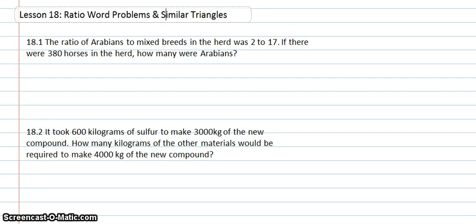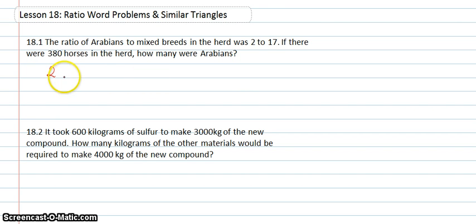In lesson 18, we're looking at ratio word problems and similar triangles. In our first example, it says the ratio of Arabians to mixed breeds in the herd was 2 to 17. There were 380 horses in the herd. How many were Arabians? So first, let's just write down what they give us.